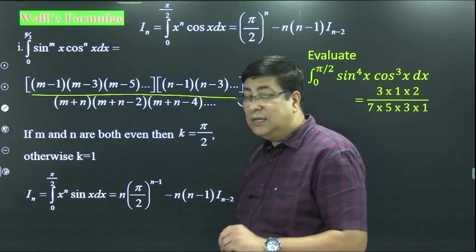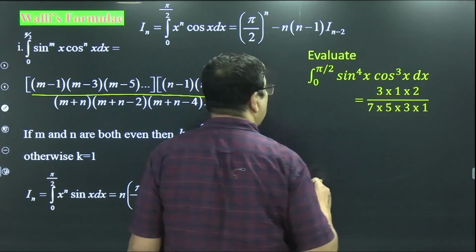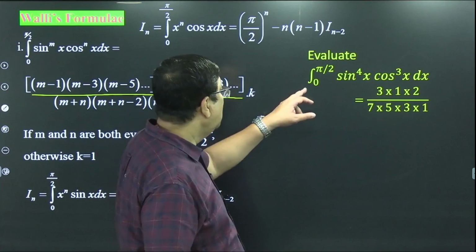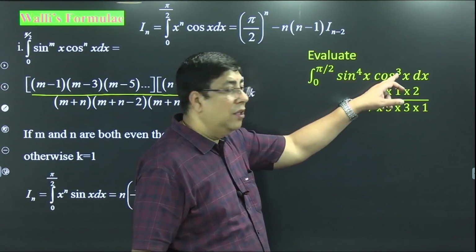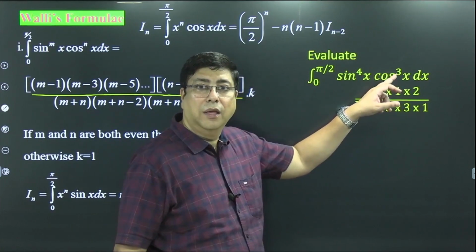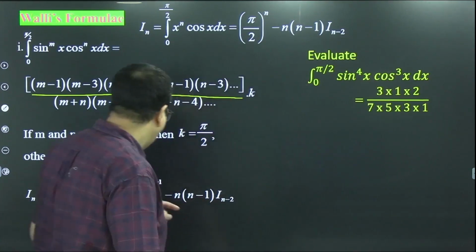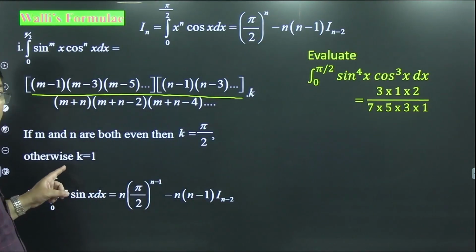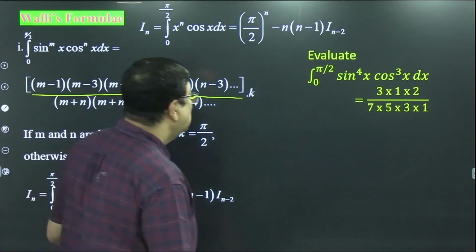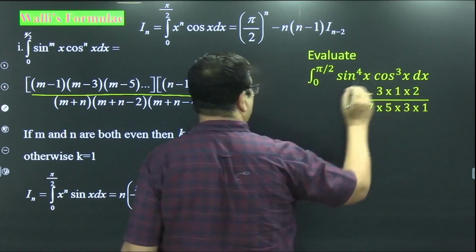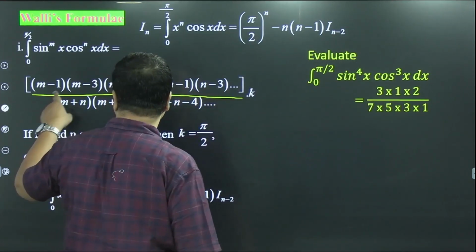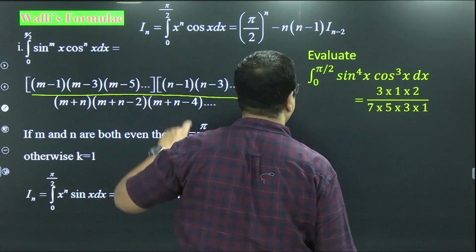I am giving you one example so that the concept becomes clear for you. 0 to pi by 2 of sin to the power 4x into cos to the power 3x. Here m and n are not both even, so finally k is equal to 1. Therefore let us apply it. Here m is 4 and n is 3. Therefore m minus 1, m minus 3, m minus 5.